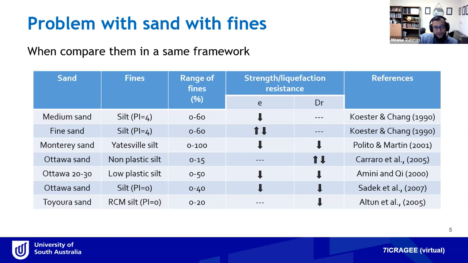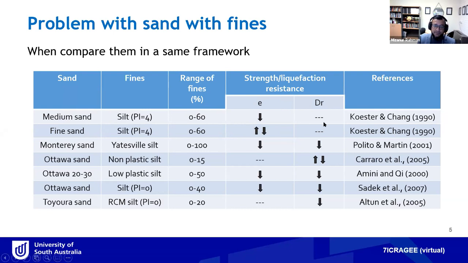So people from the very beginning tried to develop a single framework. And when you try to do that, you have lots of problems. So I present some examples here. For example, Chang and others used medium sand and non-plastic silt increased from 0 to 60%. What they observed is that at the same void ratio, the strength, or liquefaction resistance, decreases.